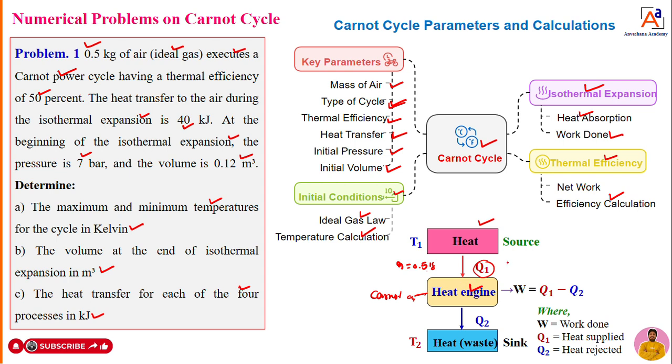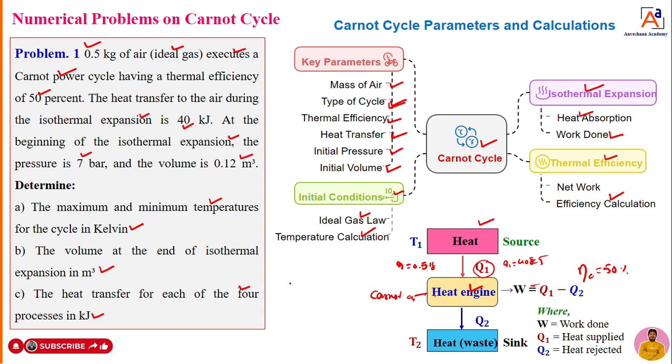What is the heat actually? He is telling Q1 is equal to 40 kilojoules. That heat is supplied to the engine along with the mass of the air. And he is telling, later on, that the efficiency of that engine works out to only 50%. It is a numerical problem, he has given this data, and you need to do the calculations.